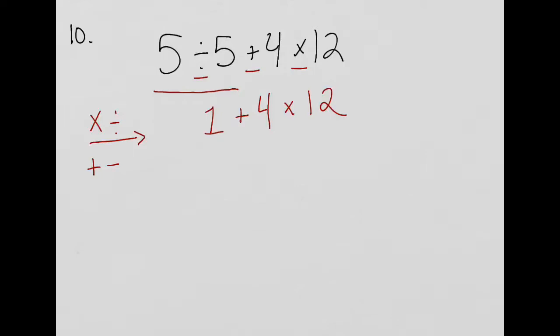Now I look at my problem and I have 4 times 12 and my 1 plus 4. Because this is multiplication, it comes before addition, so I have to solve my 4 times 12 first. 4 times 12 is 48. Now I do 1 and my addition sign, so my final problem is 1 plus 48, which gives me a final answer of 49.